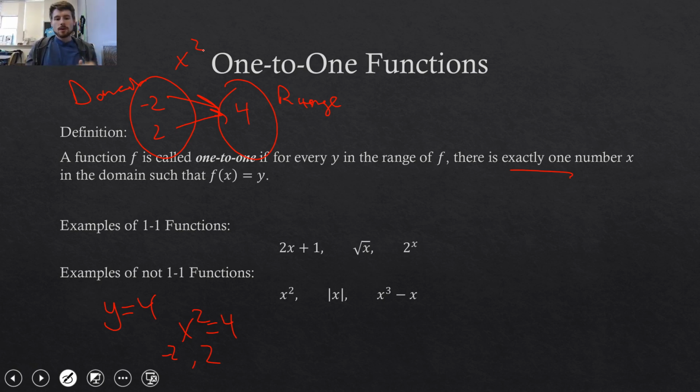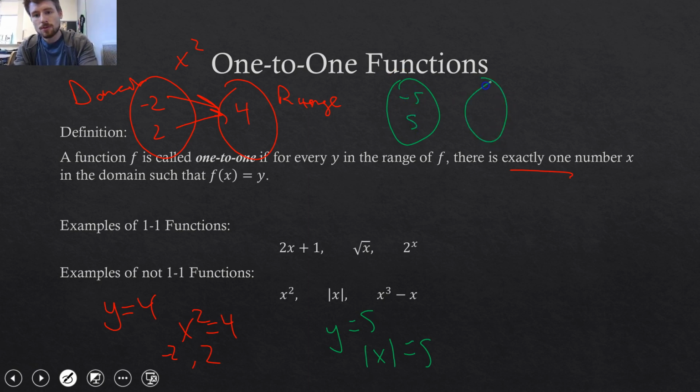Okay, absolute value of x, also not one-to-one. So absolute value of x doesn't work because, for example, if y is 5, well then absolute value of x equals 5. You can think of two different x's where you take the absolute value and you get 5. So for example, -5 and 5 are both going to get you 5 as the answer. And so to be one-to-one, you can't have two different things going to the same output.